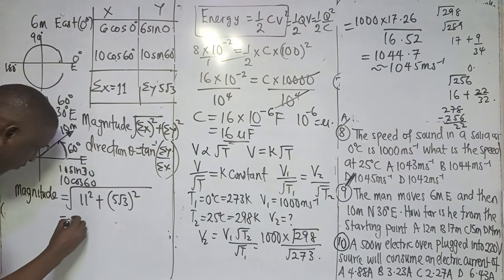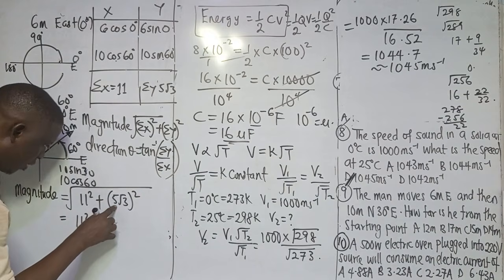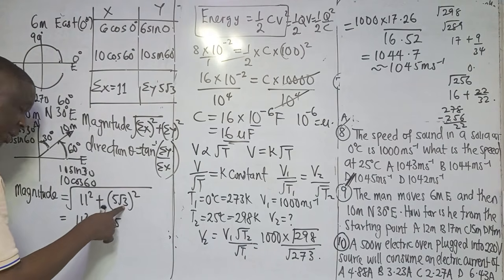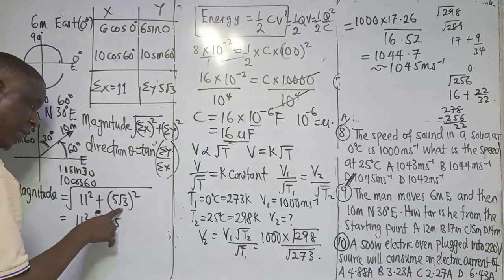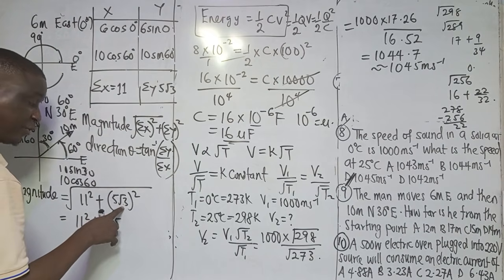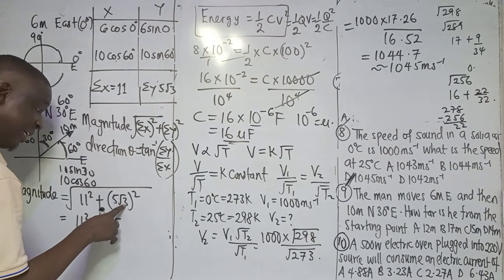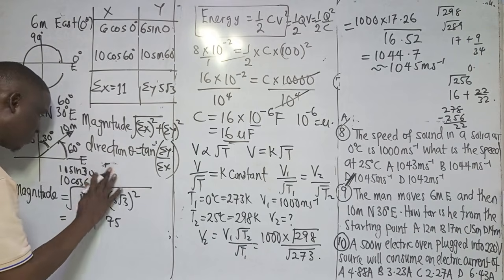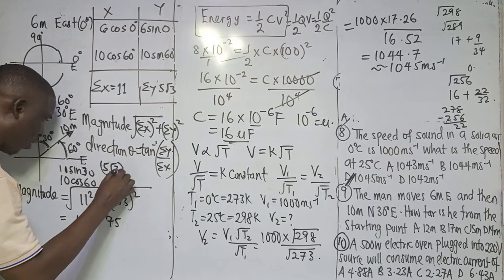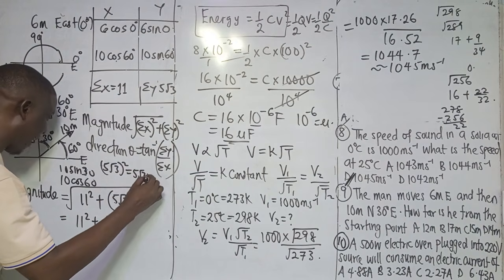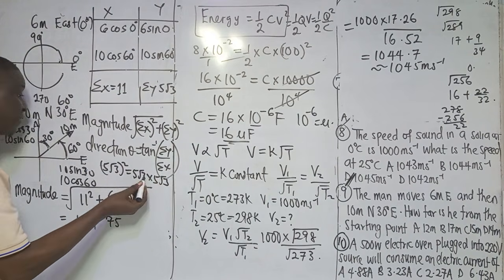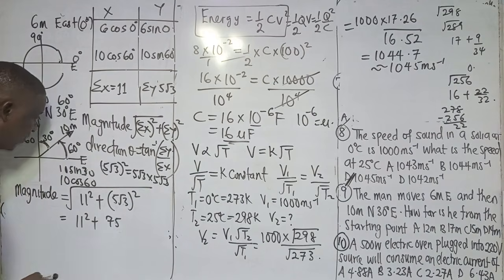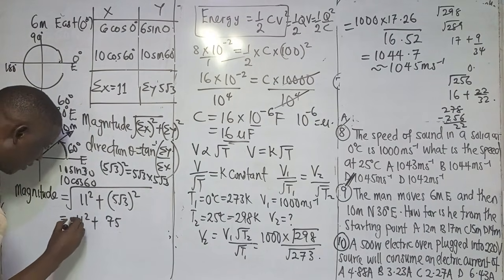So what do we have now? We are going to have 11 square plus, 25 times 3 is what? 75. Got it now? Yes, 75. This is 25, 25 times 3. The 3 times 25 is 75. Don't forget, square root of what? Look at it. 5 root 3 all square is the same as 5 root 3 times 5 root 3. In short, 5 times 5 is 25. Root 3 times root 3 is 3. So 3 times 25 is 75.